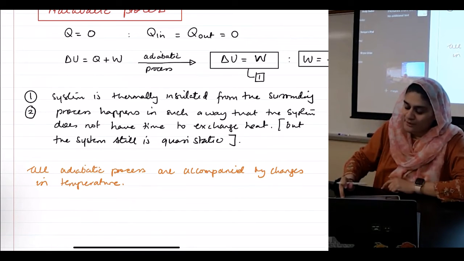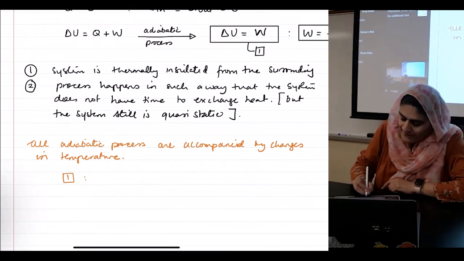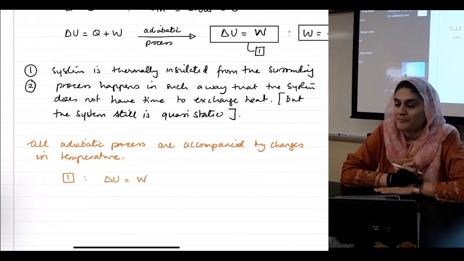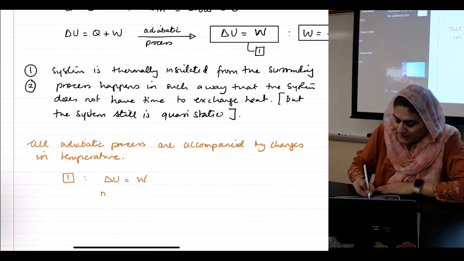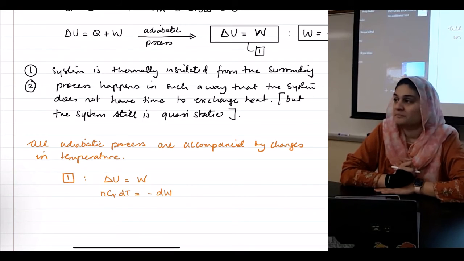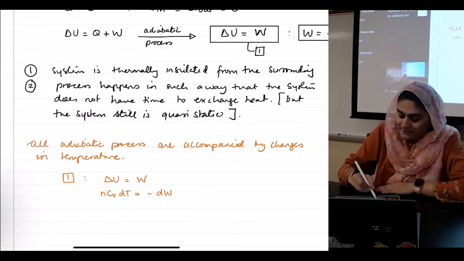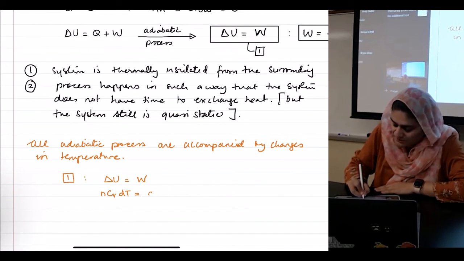Okay, so now for equation 1, may I write delta U equals W? For small changes, may I write nCv dT equals minus dW? No, sorry, plus dW. My bad. So this is going to be dW.